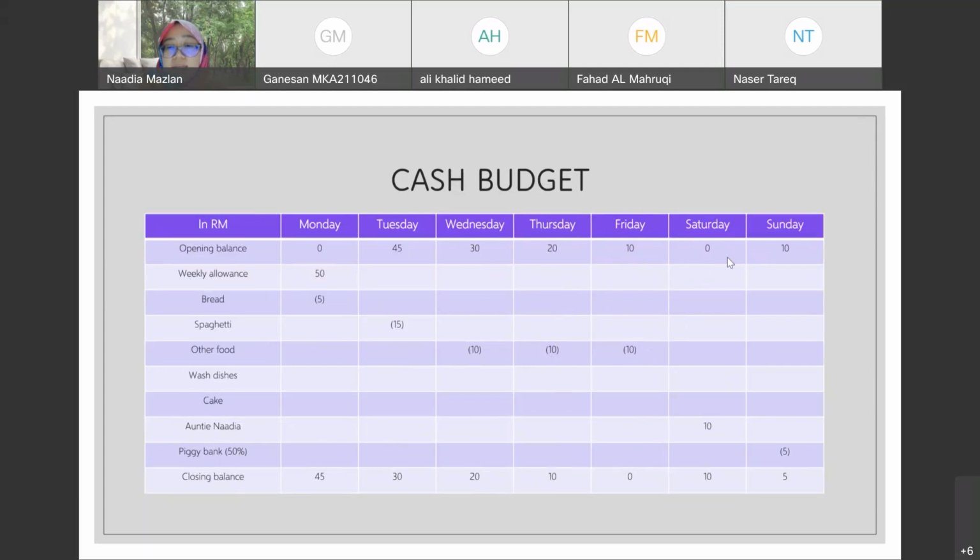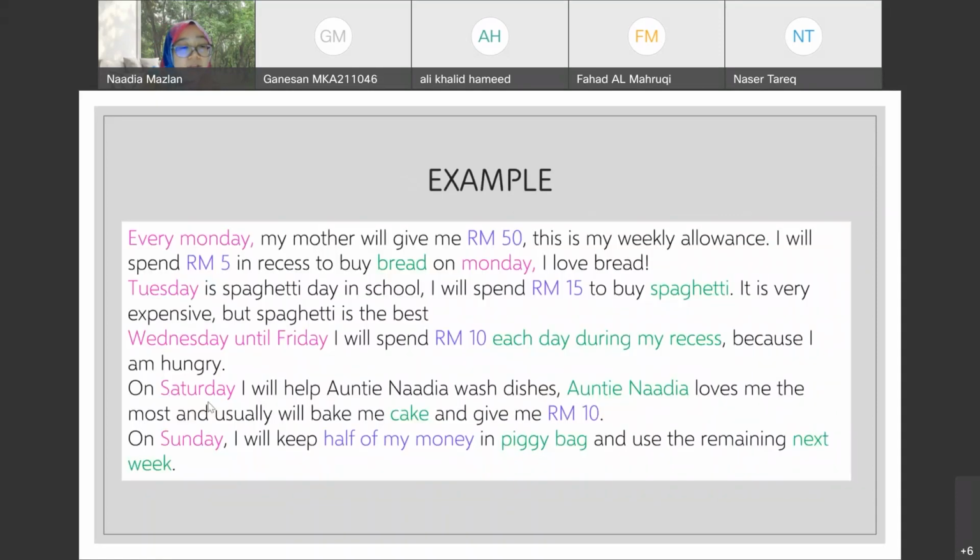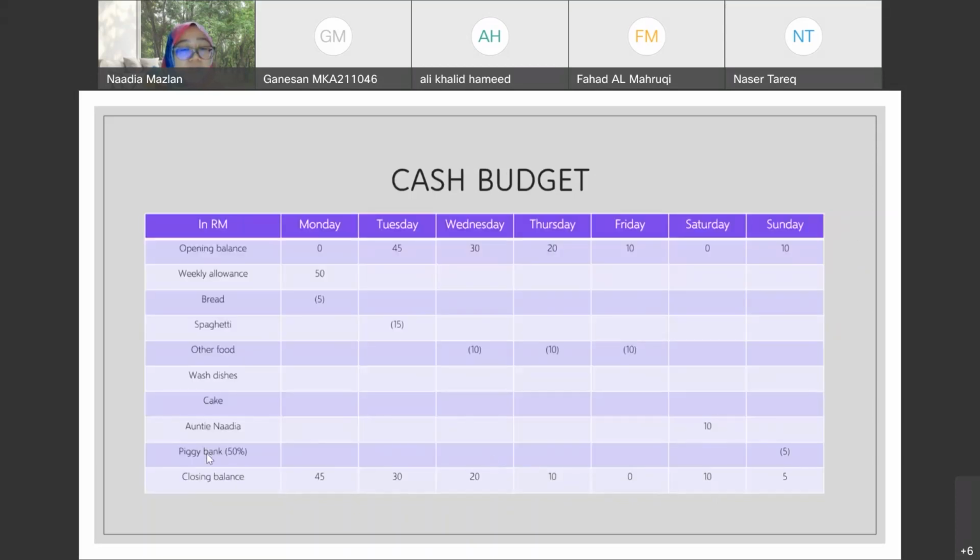So on Saturday, Zafri actually doesn't have any money. However, his very, very cool, very cute auntie gives him another 10 ringgit. So now 0 plus 10, you get closing balance as 10 ringgit. So the opening balance on Sunday, he has 10 ringgit. And he did mention on Sunday, I will keep half of my money in piggy banks. So 50% of 10 ringgit is 5 ringgit. So the closing balance is 5 ringgit.